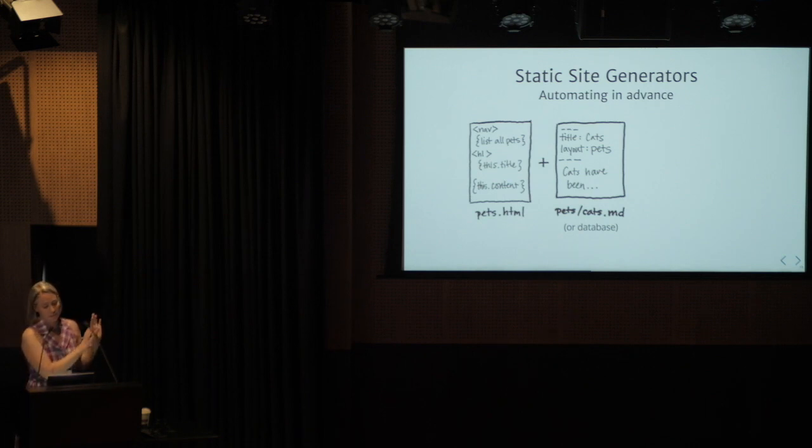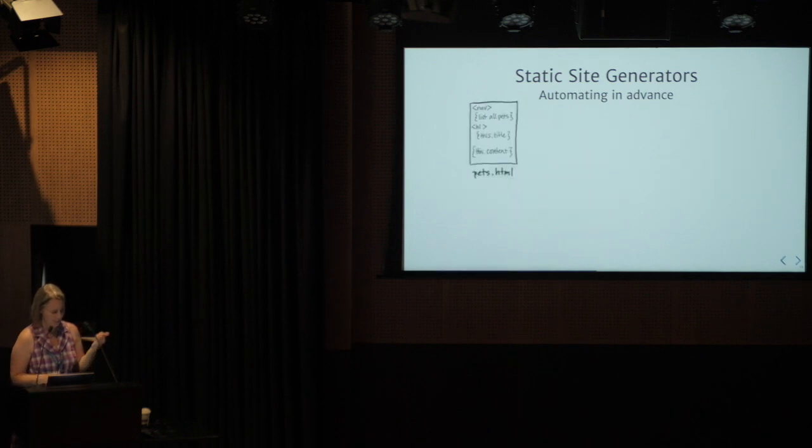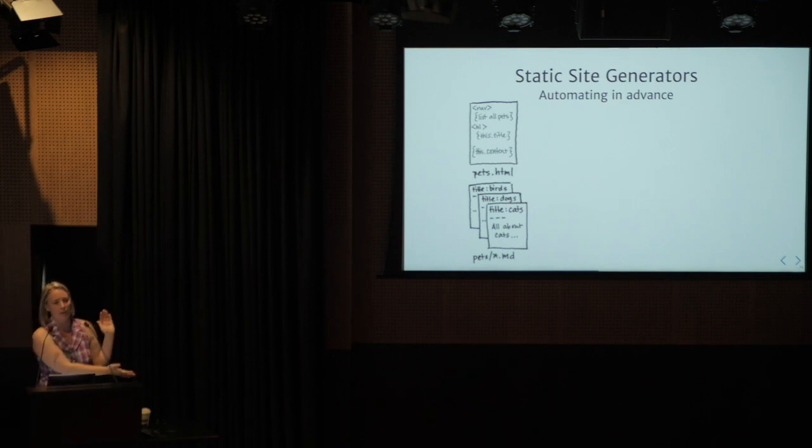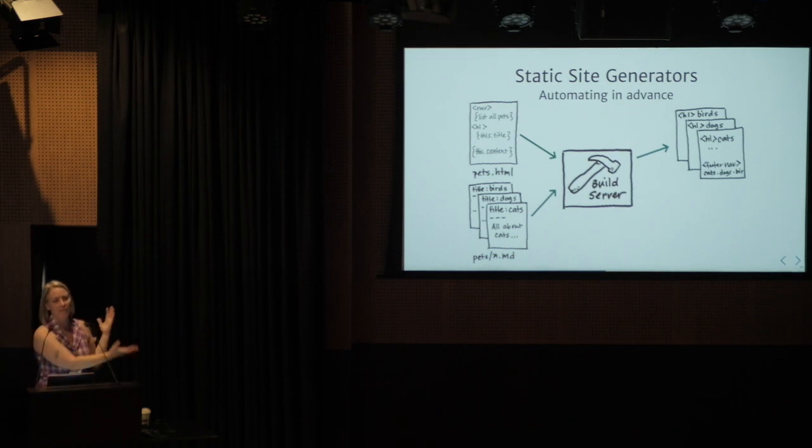But you're taking those two bits of information and putting them into a new kind of server. This one is a build server. And the nice thing about a build server is that it's doing all of these things at once. So I'll show you what that looks like. You've got your template, and you've got all of your files in your pets folder, your dogs and your birds and your cats. It's going to take both of those things together, put them into the build server, and the build server is going to go through each one of those, apply the template, and then generate a whole bunch of files. And that whole bunch of HTML files looks pretty familiar.